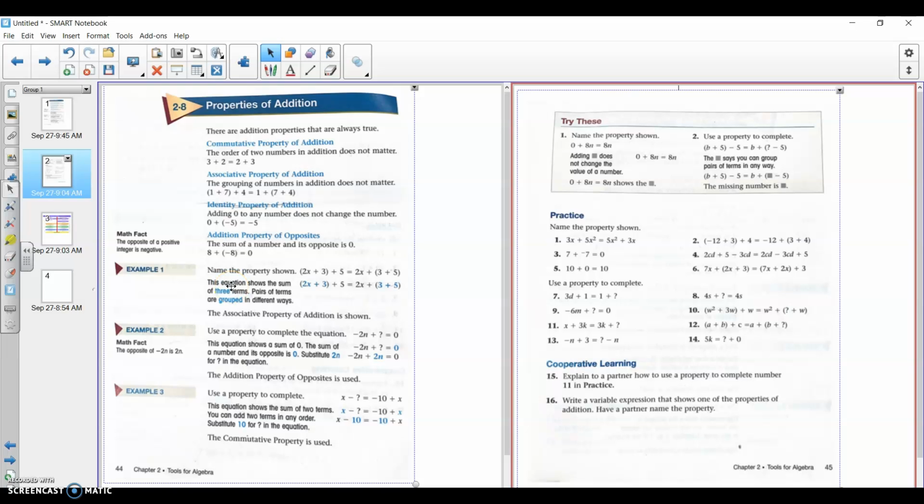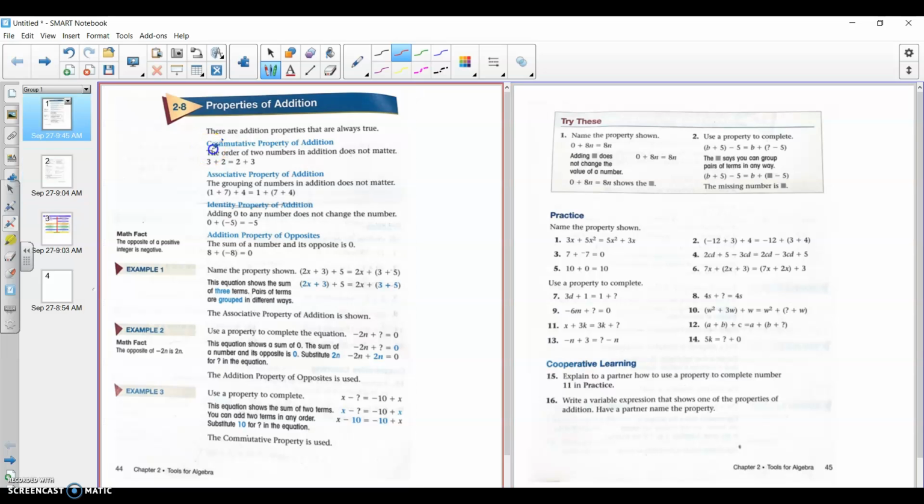Chapter 2, Section 8 is properties of addition. So there are four properties here. Three that I'm going to have you know. The fourth one I'm not too concerned with right now. And you did this in middle school as well.